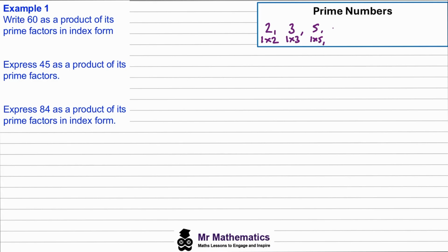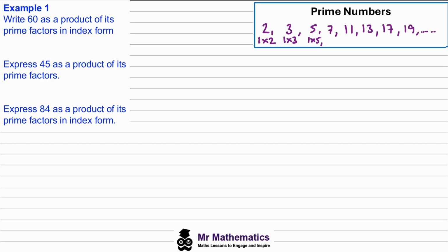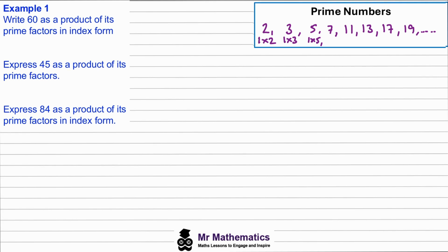Okay, so welcome back if you had a go. So the next prime number is 7. Then we have 11 and 13, 17 and 19. This would carry on. Okay. So now we've got the prime numbers. We're going to look at writing 60 as a product of its primes.